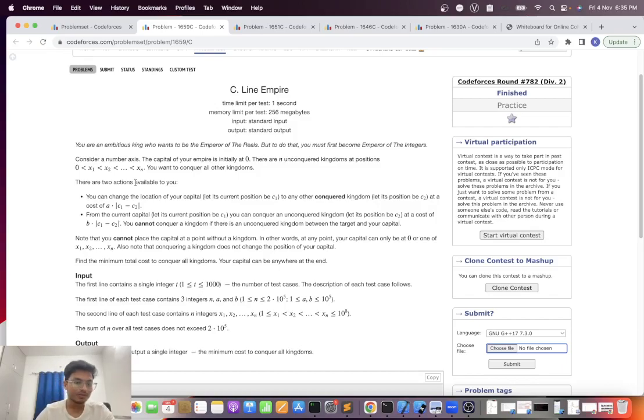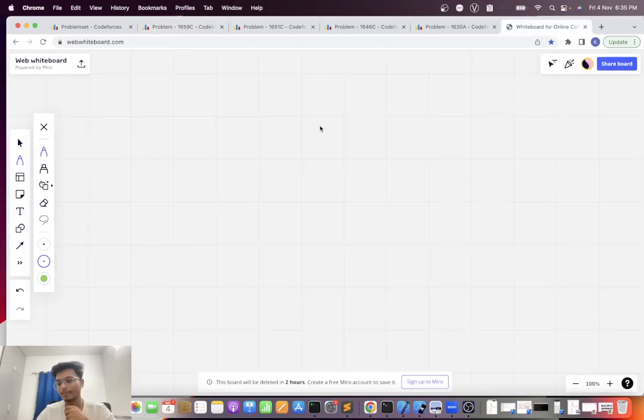Find the minimum cost. Okay, so n will be 2 times 10 to the power 5, t is 10 to the power 3, and the sum over all test cases doesn't exceed 10 to the power 5. So we need to do it in O(n log n).